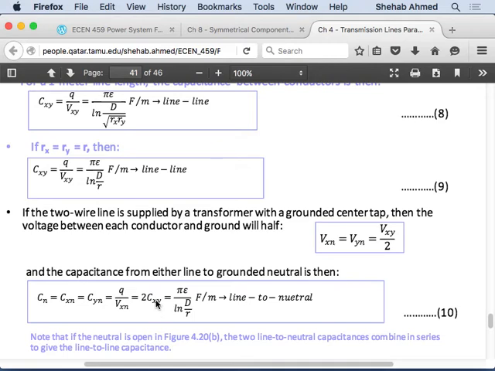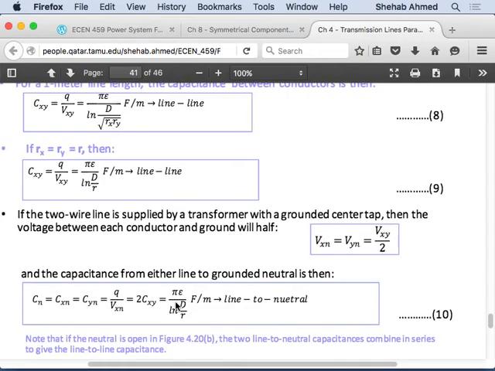It's 2 times that. And of course I forgot a 2 here. There's a typo here, right? So it's 2 times this. It's 2 times pi epsilon over natural log d over r. It's written properly on the last slide. Yeah. So any questions on this?